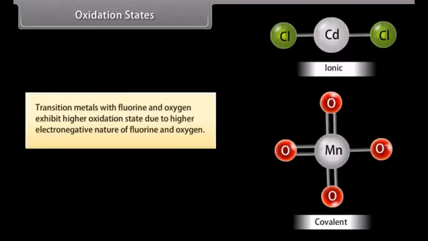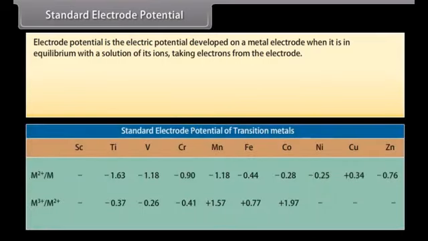Transition metals with fluorine and oxygen exhibit higher oxidation states due to the higher electronegative nature of fluorine and oxygen. Standard electrode potential. Electrode potential is the electric potential developed on a metal electrode when it is in equilibrium with a solution of its ions, taking electrons from the electrode.